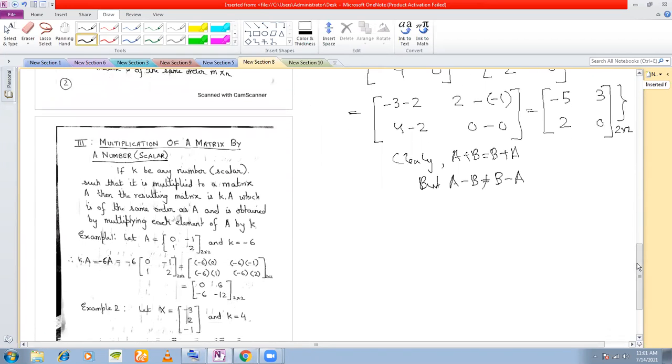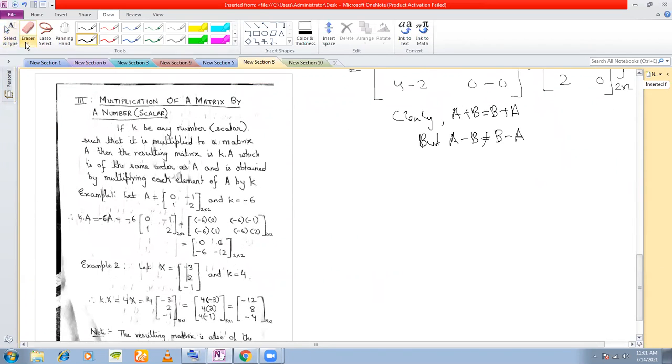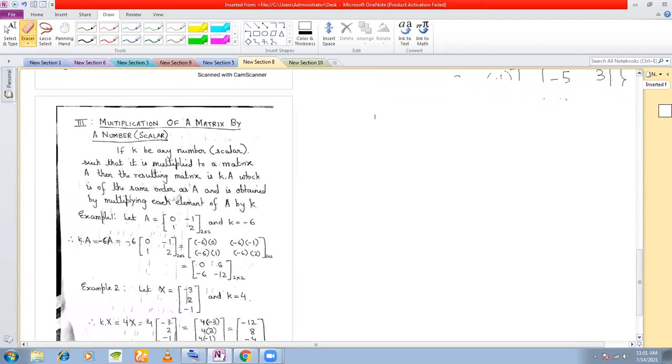Next, what we move on to is multiplication of a matrix by a scalar or a number. How do you multiply a matrix by a number or a scalar?